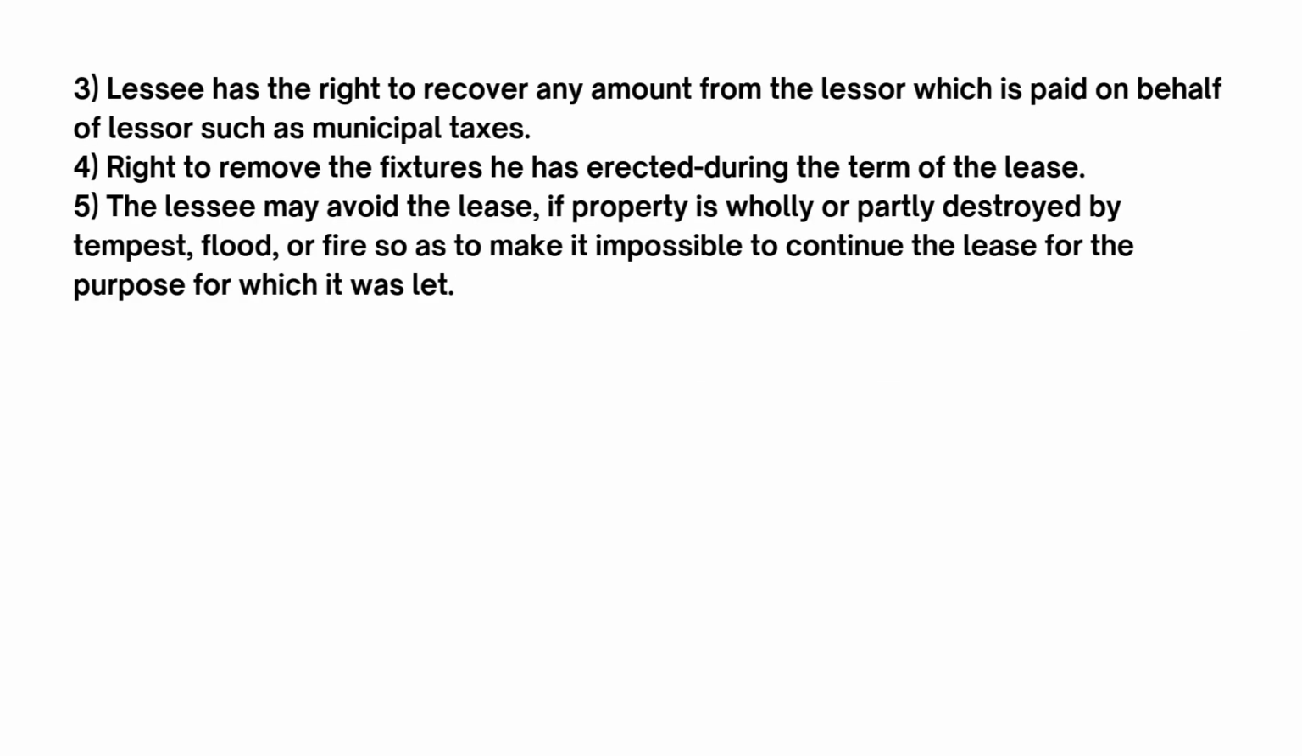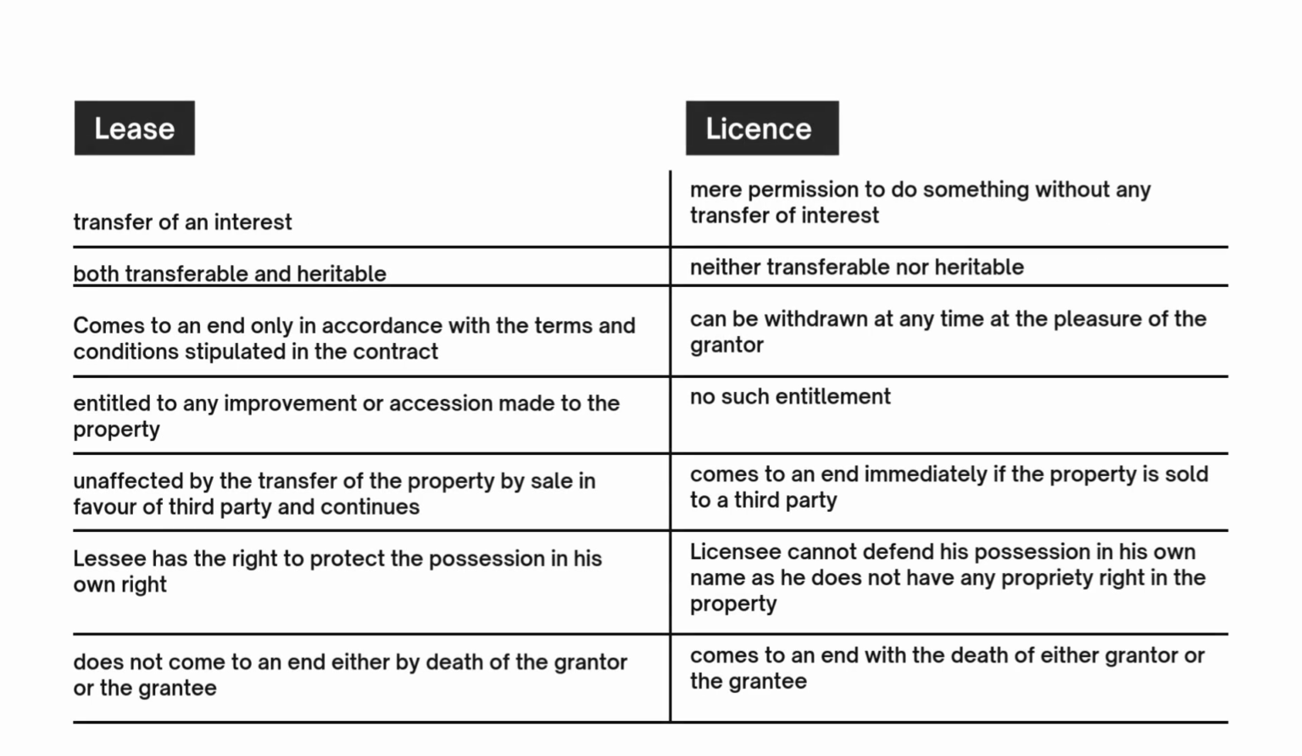The lessee has the right to recover any amount from the lessor which is paid on behalf of the lessor, such as municipal taxes. Right to remove the fixtures he has erected during the term of the lease. The lessee may avoid the lease if the property is wholly or partly destroyed by tempest, flood, or fire so as to make it impossible to continue the lease for the purpose for which it was let. And here, the difference between lease and license.